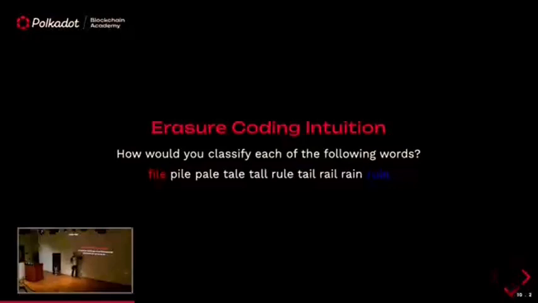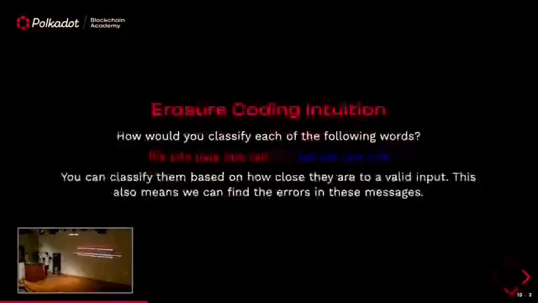Now if you have pale, you see, okay, how many characters do I need to change? What's the distance from file? What's the distance from ruin? And it's closer to file. You can apply this same logic to all of the words that you received. This isn't the only way to do it, depending on how you think it might be corrupted. But you see how close the things that I received are to something that's valid.